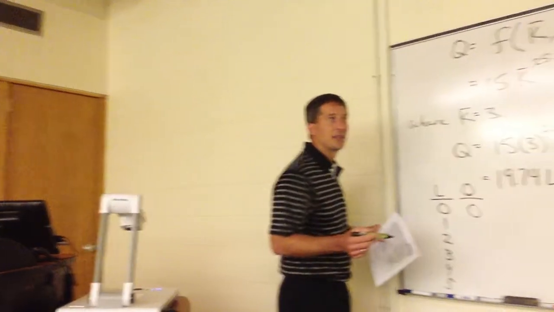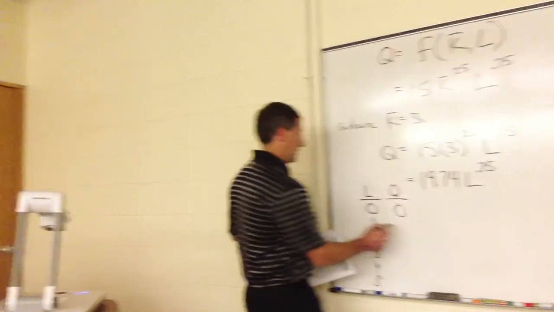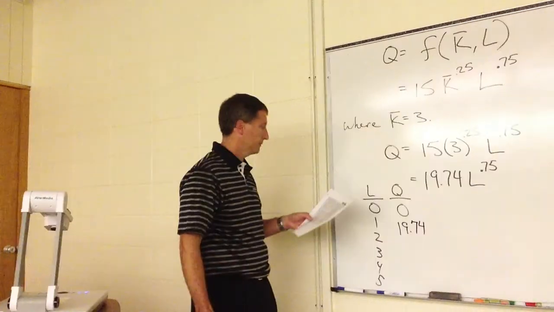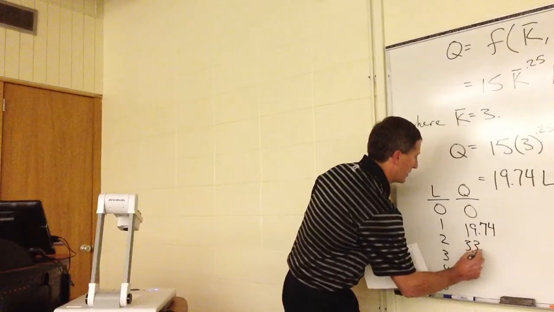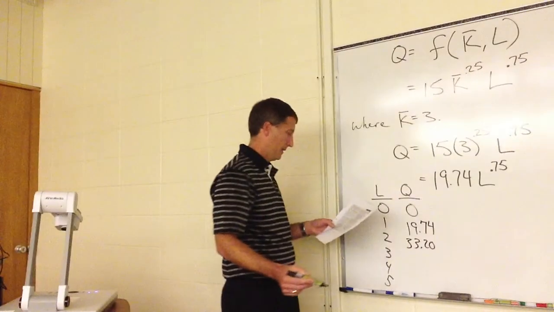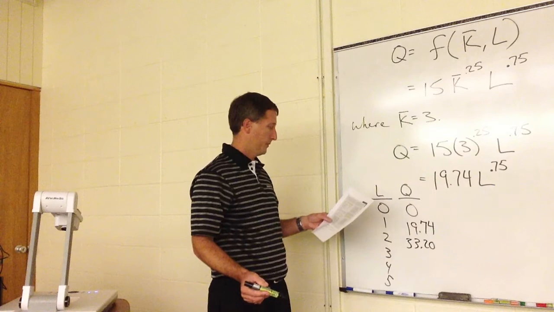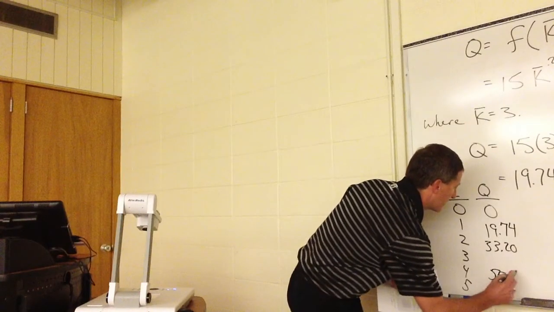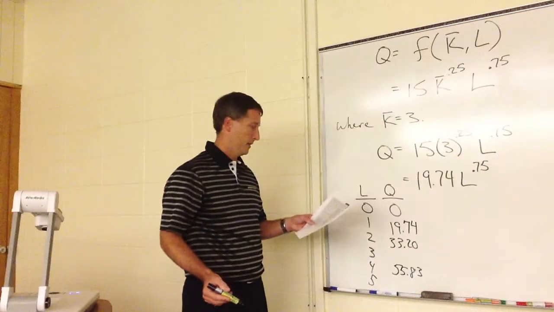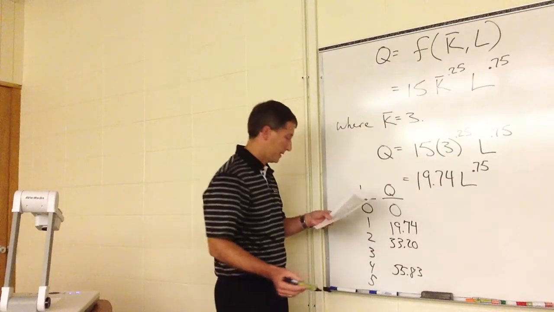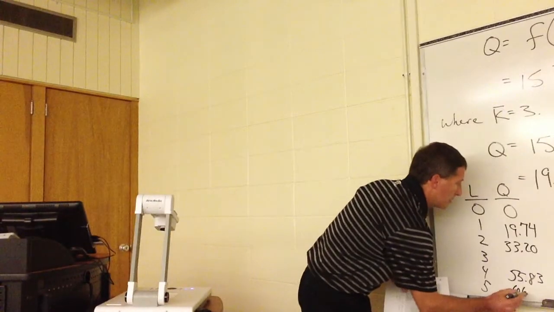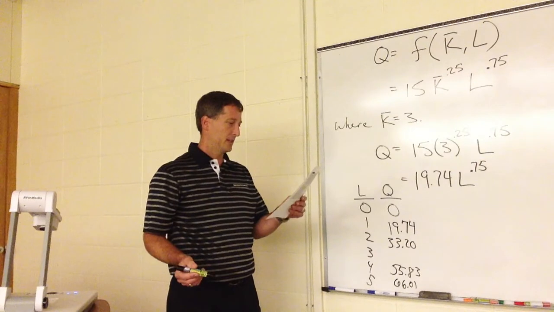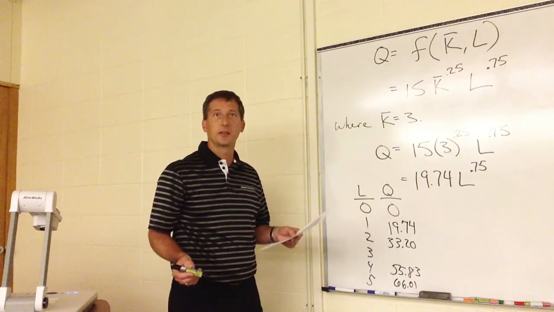I took 0 because I'm done. 0. 19.74. 33.20. 55.83. How much? 66.01 is what my thing says. So we'll just go to 2 decimal places. And 3. How do we do?